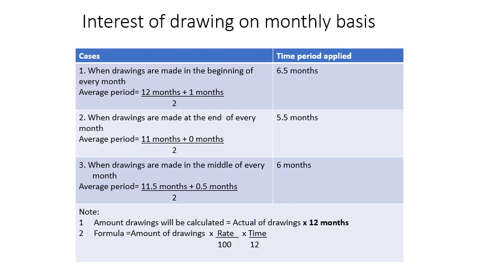First of all, the amount of drawing will be calculated: the actual amount withdrawn every month multiplied by the 12 months period in all three cases. And then the rate will be applied, which is normally given when the amount is withdrawn. And then the time will be calculated according to the formulas. So this helps you to calculate by the time saving method.